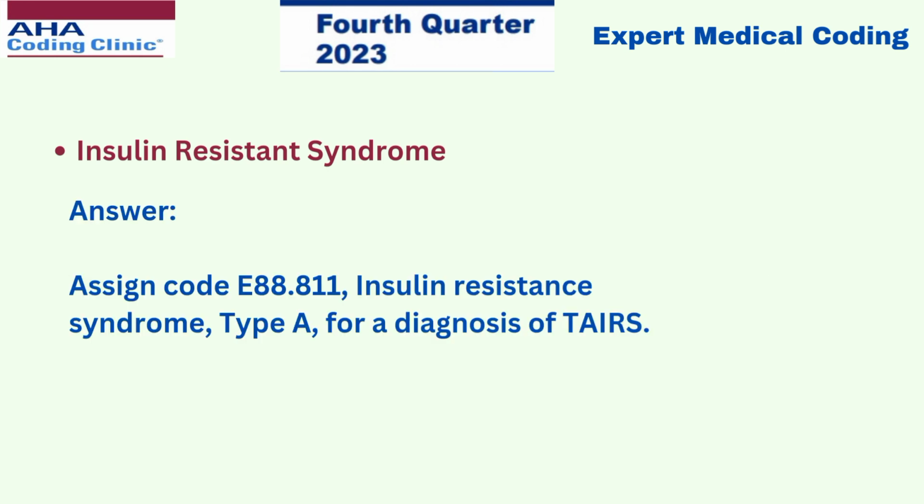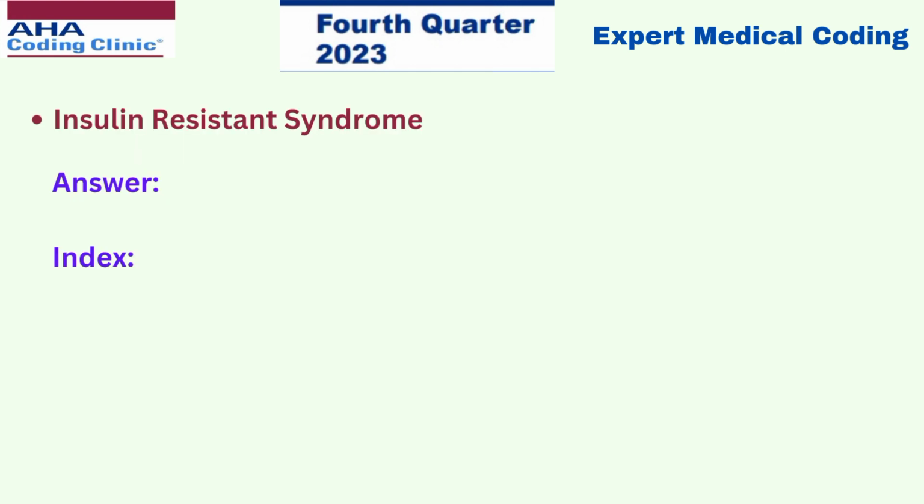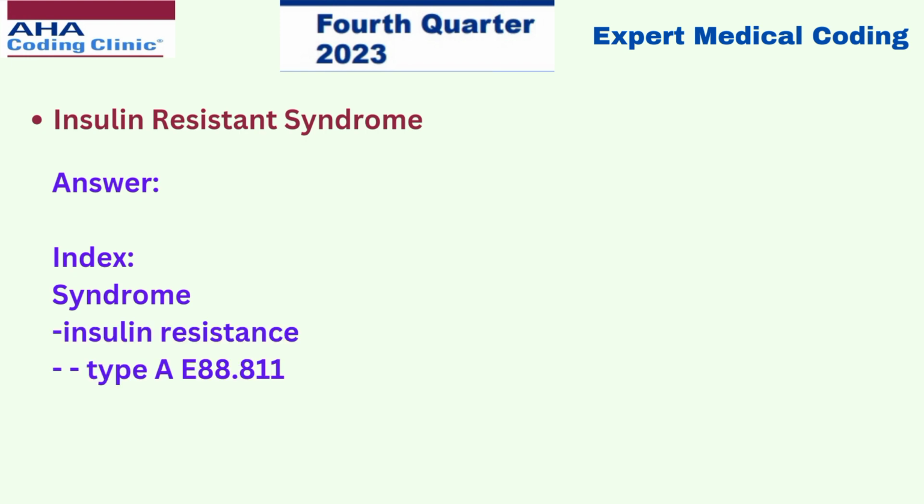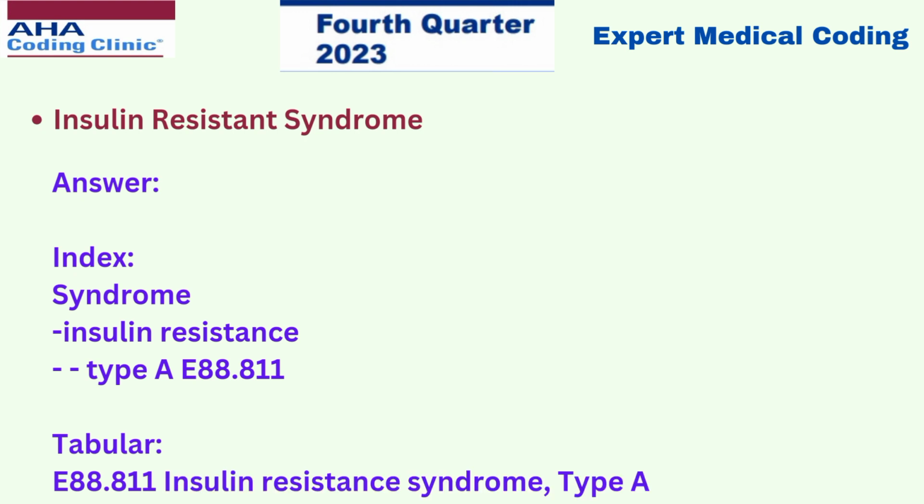So the answer here is we have to assign the code E88.811 for insulin resistance syndrome type A for a diagnosis of TAIRS. So go to the index and search for syndrome as a main term, and below that the subterm insulin resistance type A. It will lead you to the code E88.811. Go to the tabular and search for this code for description, and the description here is insulin resistance syndrome type A.